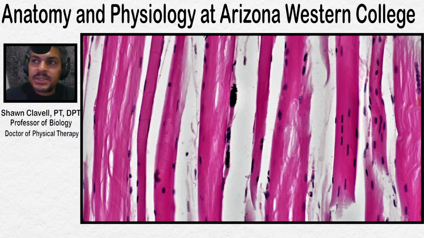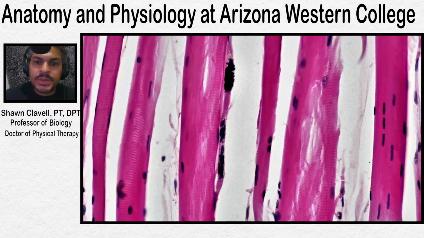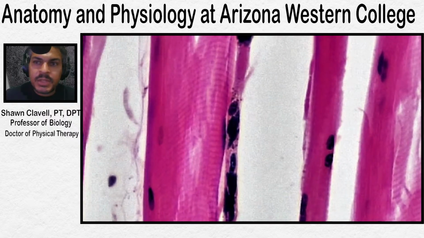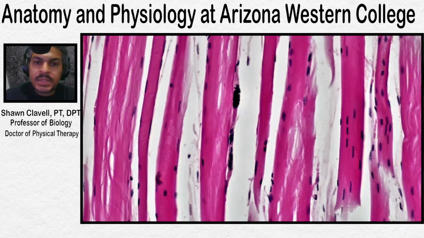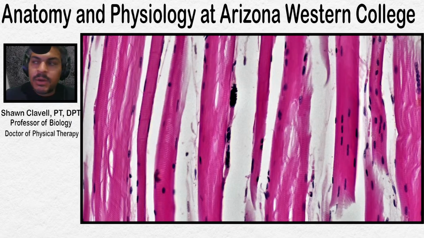It contains striations, those dark and light alternating bands. I'll zoom in and demonstrate those. And then the last portion here is that they are multinucleate, meaning there are multiple nuclei located within a single muscle fiber or a single muscle cell. And so that is skeletal muscle, right? Not necessarily smooth muscle or cardiac muscle.